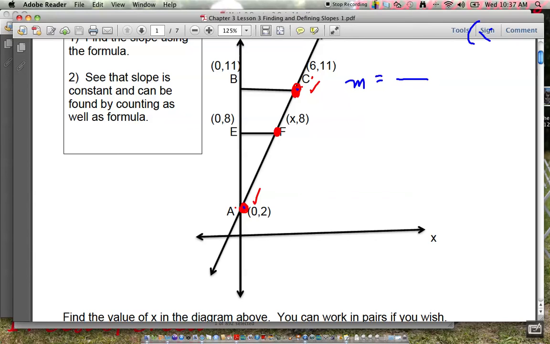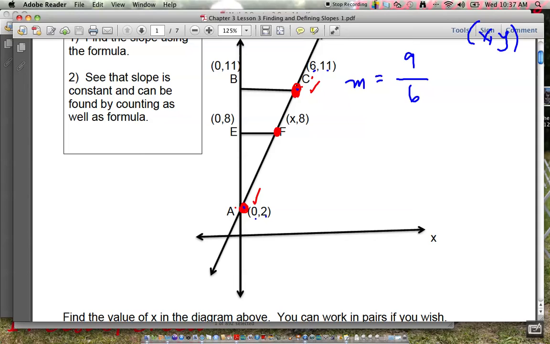Okay, so look, I'm at the Y, which is the up and down. Remember, any coordinate is always X, Y. So here's the Y, and there's the Y. I'm going from 2 to 11. So how many did I go up? Everybody? I went up how many? 9. Good. Now, the X is the over. I'm going from 0 to 6. How many did I go over? 6.